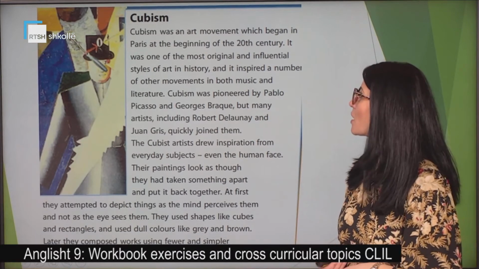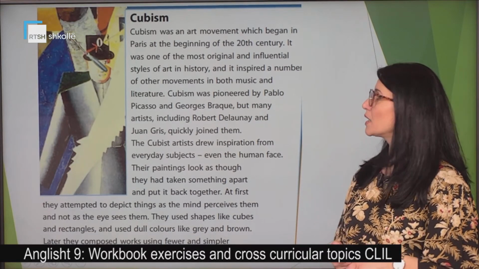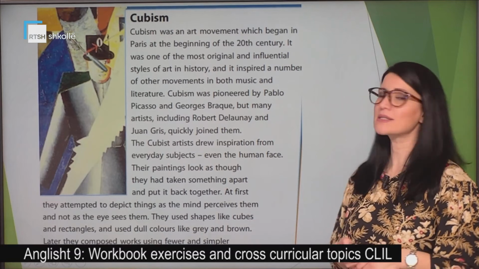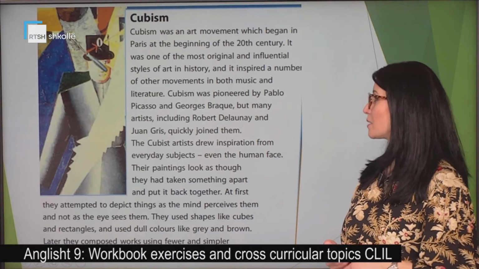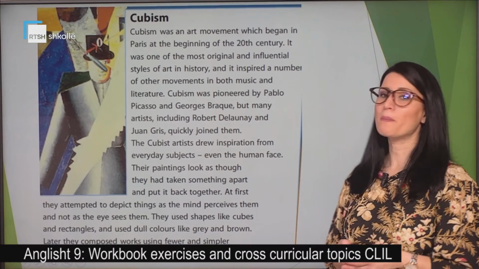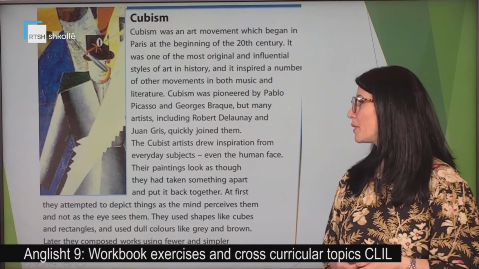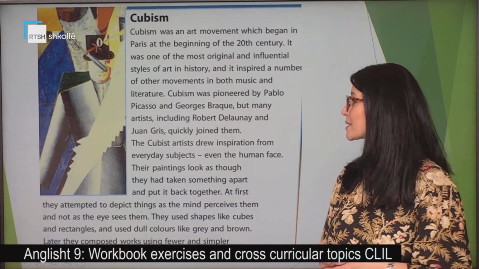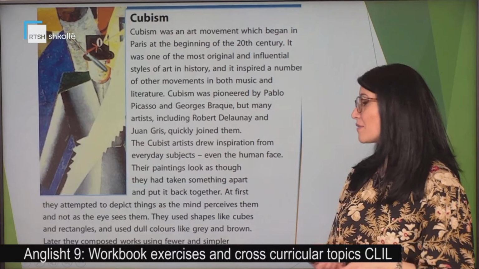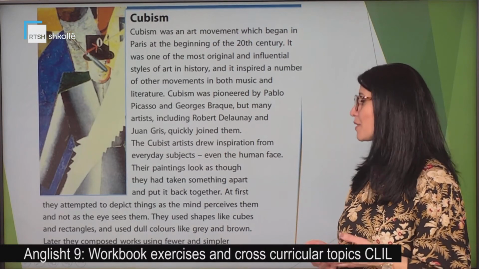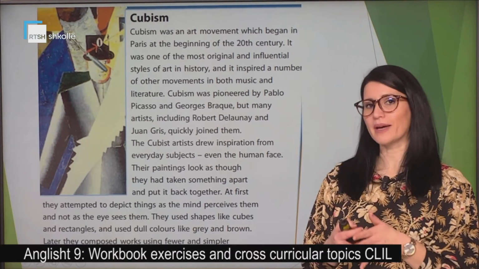Let's start reading. Cubism was an art movement which began in Paris at the beginning of the 20th century. It was one of the most original and influential styles of art in history, and it inspired a number of other movements in both music and literature. Cubism was pioneered by Pablo Picasso and Georges Braque, but many artists, including Robert Delaunay and Juan Gris, quickly joined them. The Cubist artists drew inspiration from everyday objects and subjects, even the human face. Their paintings look as though they had taken something apart or put it back together.